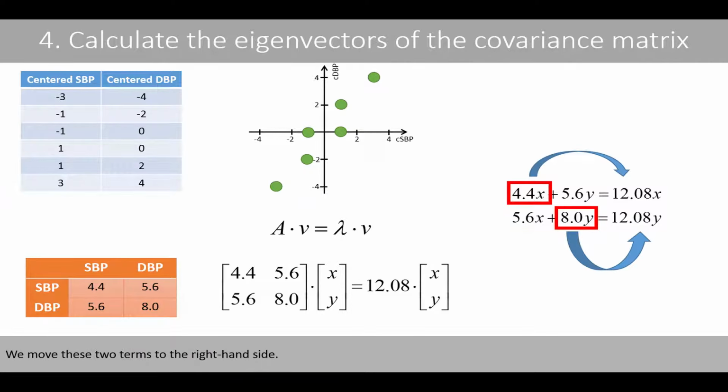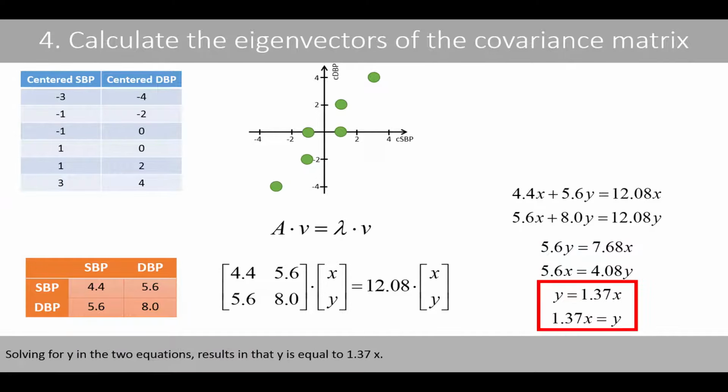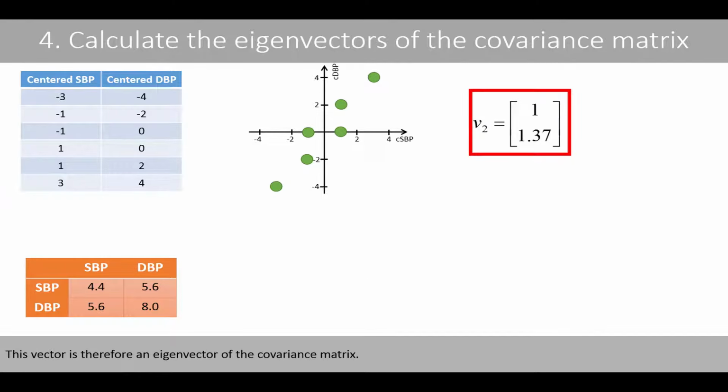We now move these two terms to the right-hand side. After some simplifications, we have the following system of equations. Solving for y in the two equations results in that y is equal to 1.37x. For example, if we set x equal to 1, y is equal to 1.37. This vector is therefore an eigenvector of the covariance matrix.